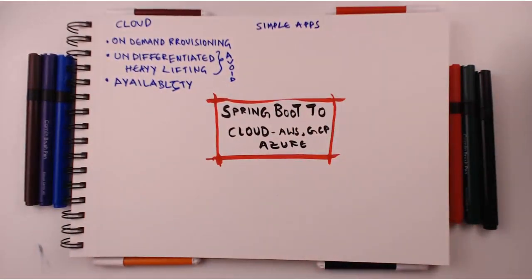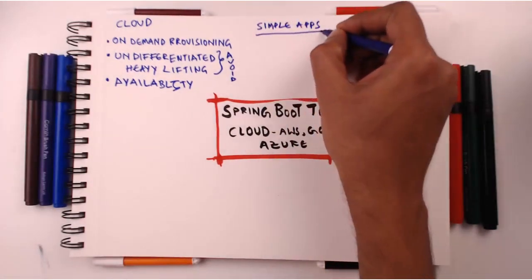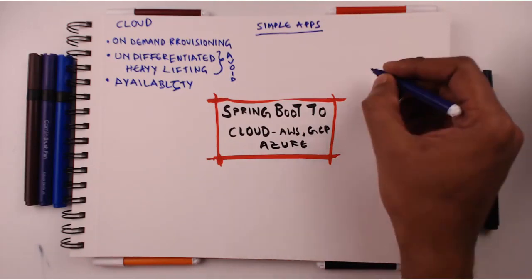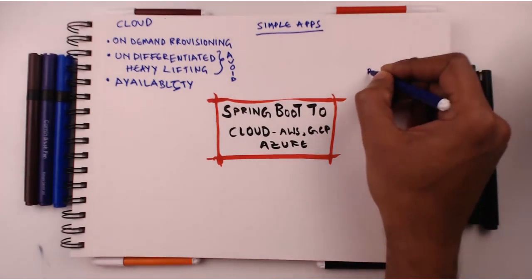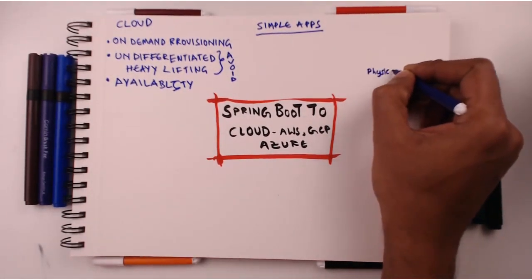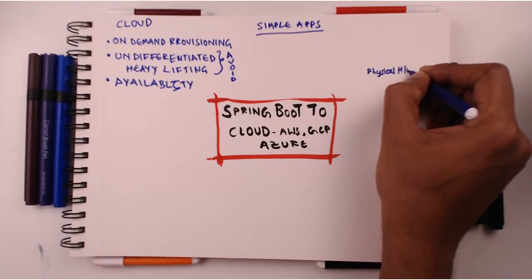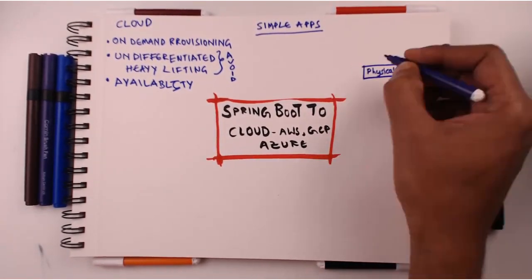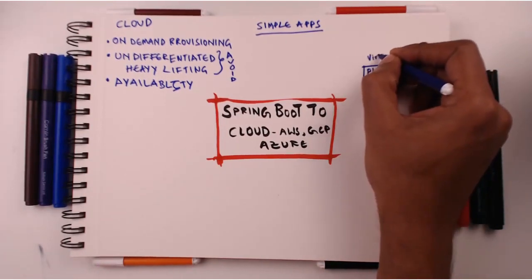When you want to deploy a simple application to the cloud, what are the options that you have? Now think about this. How do you deploy an application right now in your data center? You will have physical hardware, where your servers inside your data center, this is what is called physical hardware, and you would probably have some kind of virtualization.